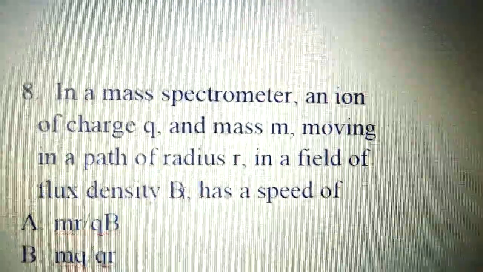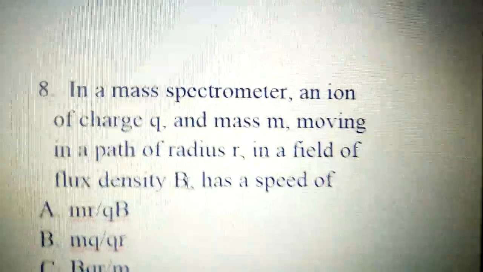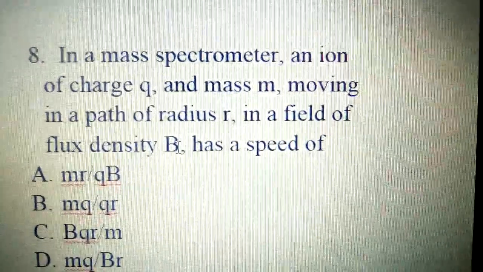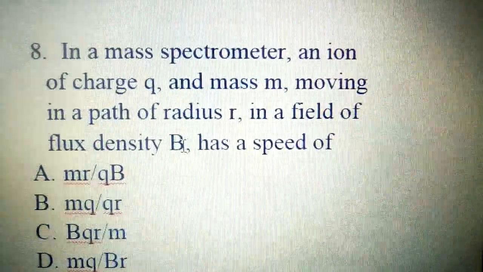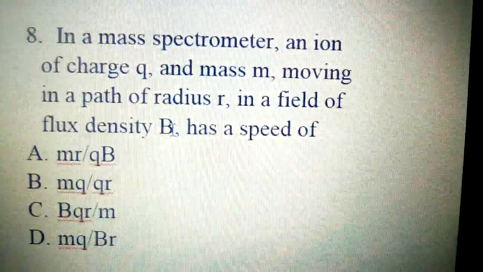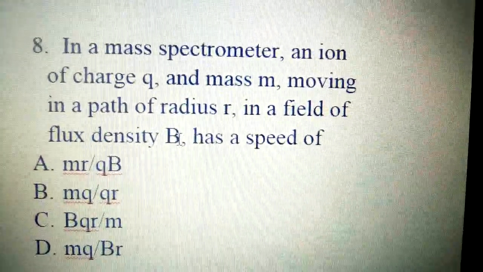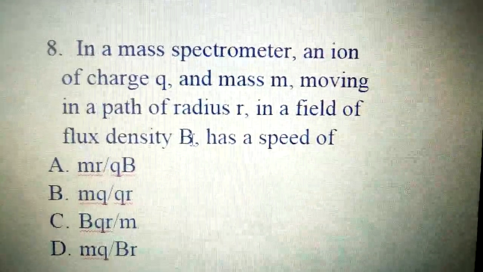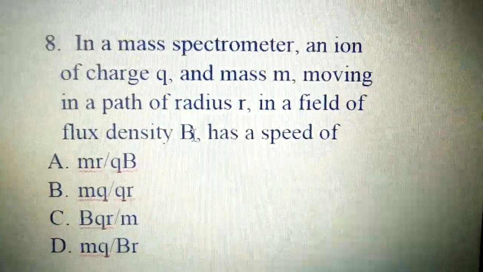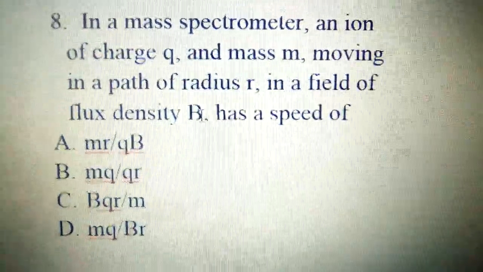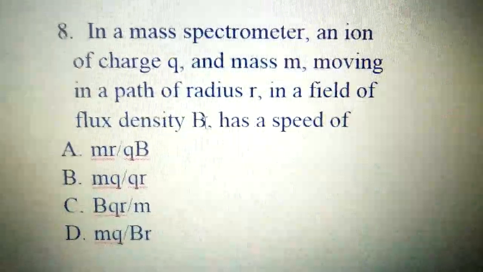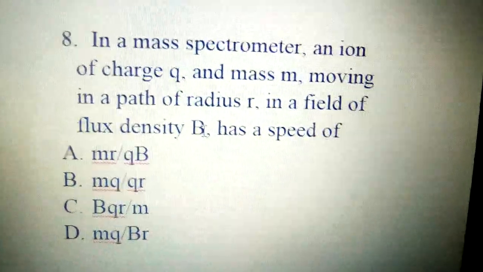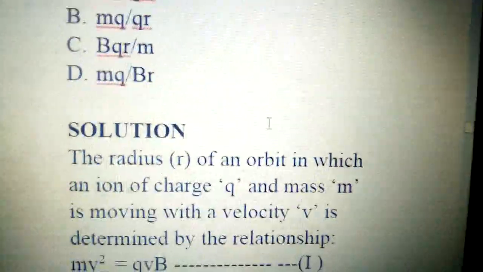In a mass spectrometer, an ion of charge Q and mass M moving in a path of radius r in a field of flux density B has a speed of: option A, mr over qB; option B, mq over qr; option C, Bqr over m; option D, mq over Br. The answer to this question is C. How to prove that it is C? Let's go to the solution.